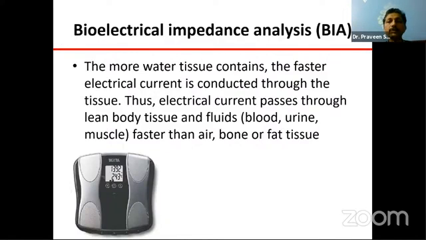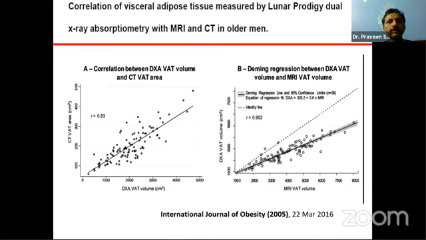Another method which is commonly used by most of the centers, in hospitals and in clinics, is bioelectrical impedance analysis, which is a very simple, handy machine. The patient just sits on the machine, and it has different electrodes, from 2 to 16, and the electric current passes from one leg and goes into the other. Depending upon how much is the soft tissue, how much is the bone, how much is the fat, one can calculate. So bioelectrical impedance has shown good correlation with the CT scan as well as with the MRI in most of the studies.